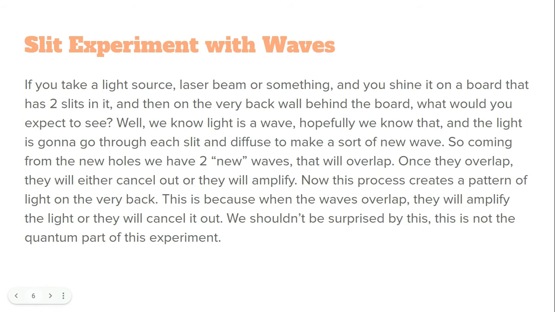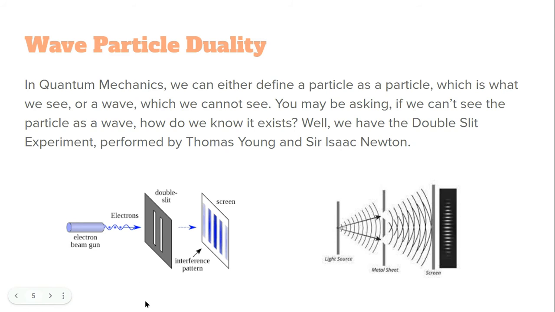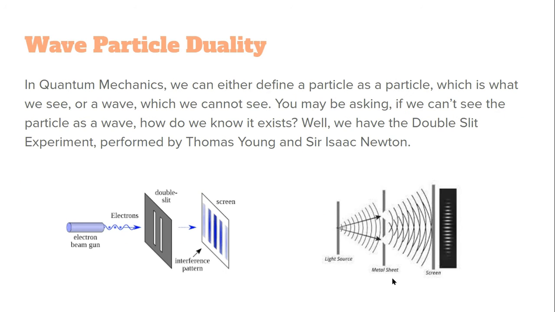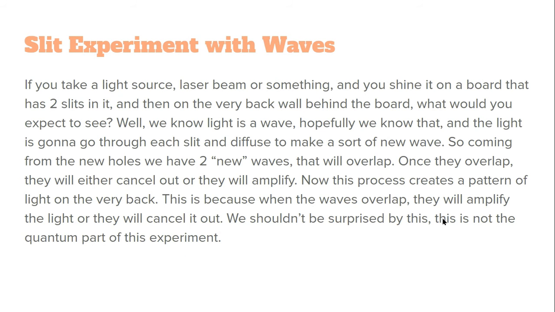So once they overlap, as you can see here, there are some sections where they overlap, like right there. Once they overlap, they will either cancel out or they will amplify. Right here, you can see it on the back of the board. You see a light, dark, light, dark. The light places are where the light is amplified because of the overlapping, and the dark places are where they cancel out.